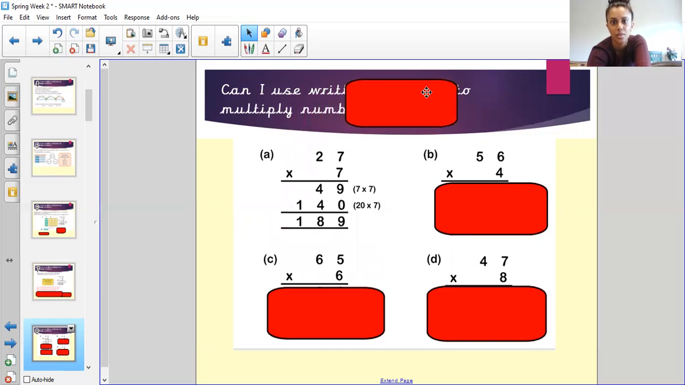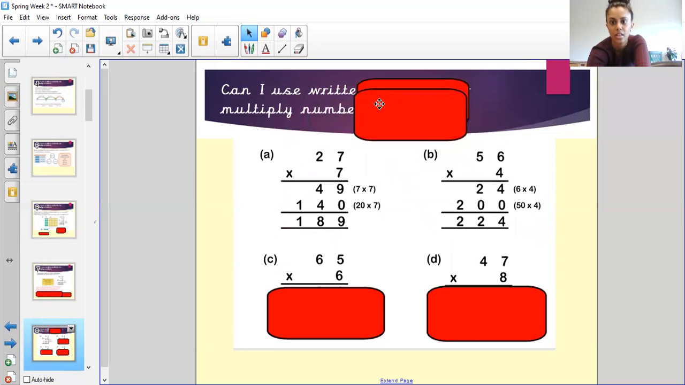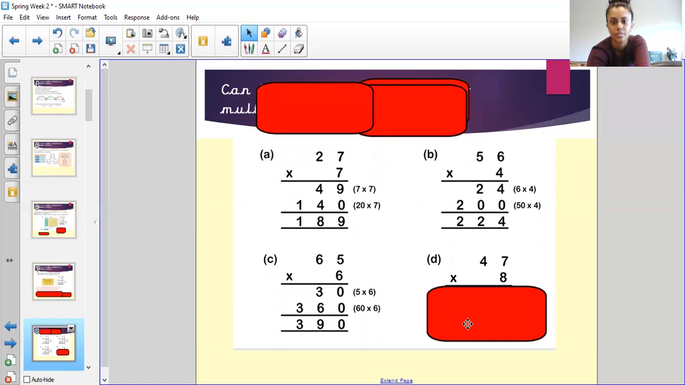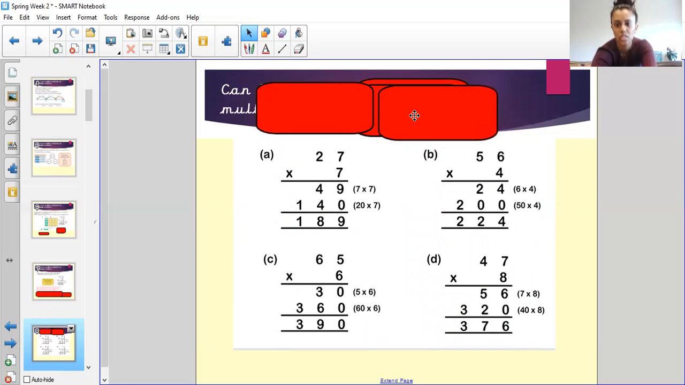I am going to reveal the answers to the other ones for you to have a look at. Here you can pause the video and you can mark off your work if you've done it and you've used this method.